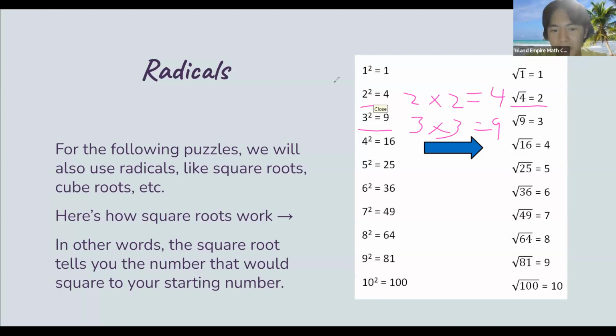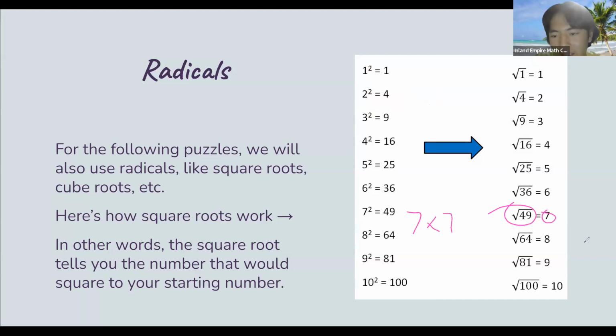Maybe just let me know if you have any questions. But basically how it works is that if I'm telling you to get the square root of some random number, I'm really just asking you what number times itself gives me the number under the square root. So if I have the square root of 49, I'm really just asking you what number multiplied by itself gives you 49. And the answer is 7, because 7 times 7 is equal to 49. So the square root of 49 is equal to 7. Does that make sense?